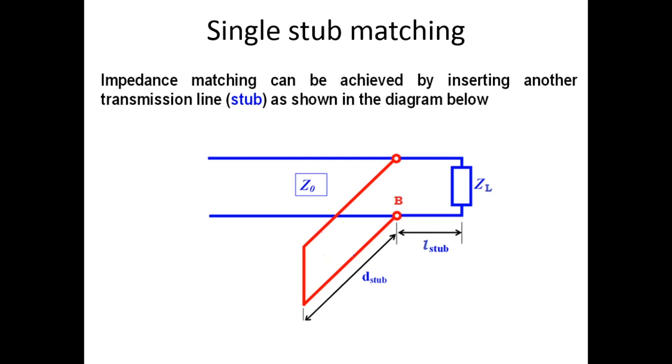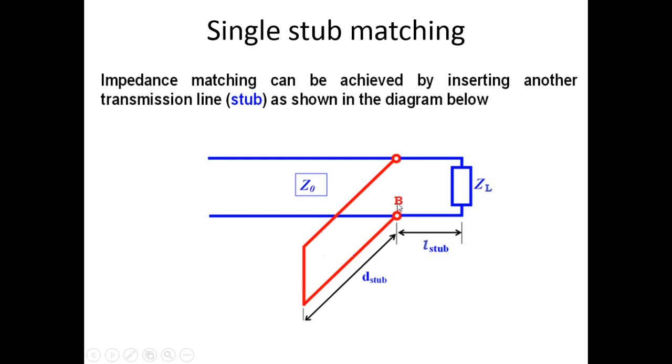matching. Stub simply means a short transmission line. So what we can do is we can insert another short transmission line in between the main transmission line. That short transmission line is called stub. You can just see this figure, that line marked in red, that represents stub. So here it shows a parallel connection. Stub is connected in parallel with the transmission line, and one end is connected and the other end you can either short circuit or open circuit. Here it is open circuited.